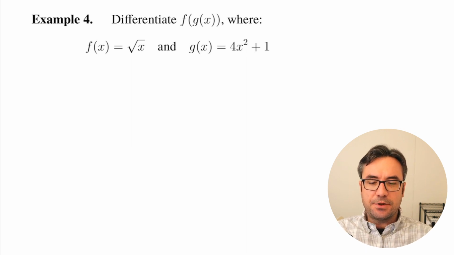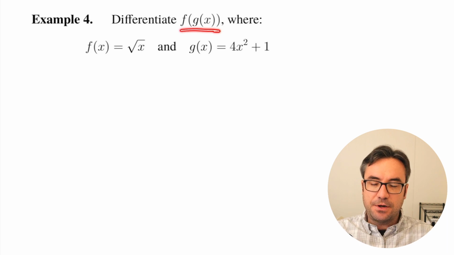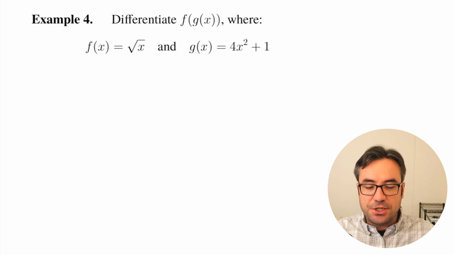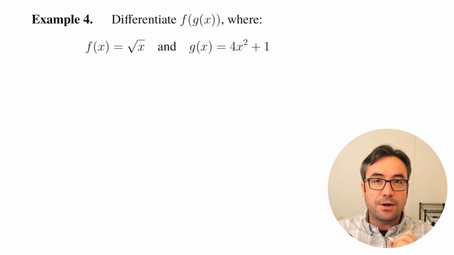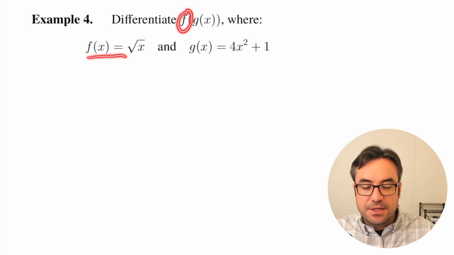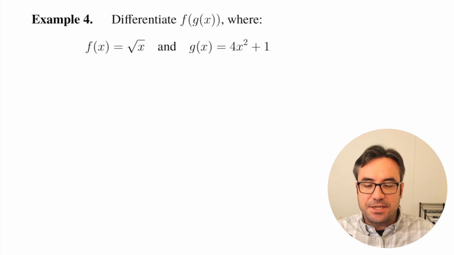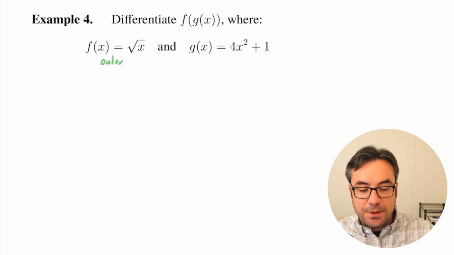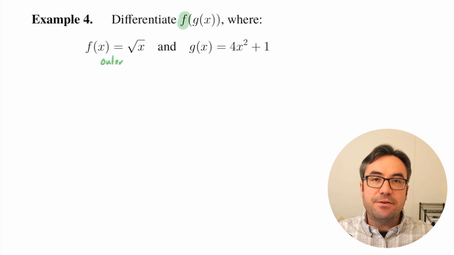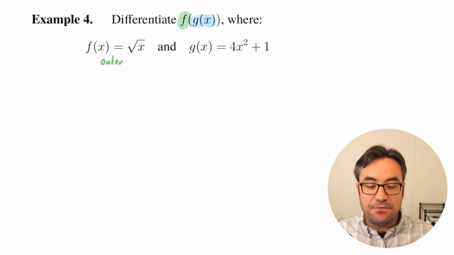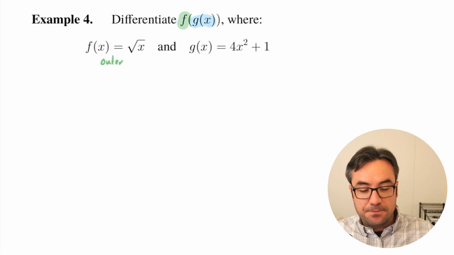Here we're going to calculate the derivative of this composite function. This composition is composed of the square root of x. We can tell this is going to be the outer function because it's happening last, on the outside. So this is going to be our outer function. And g of x is literally inside the parentheses, getting plugged into function f. So that's going to be our inner function.